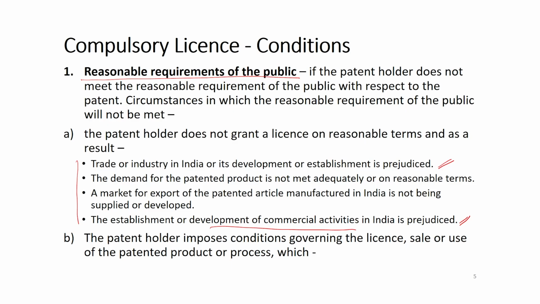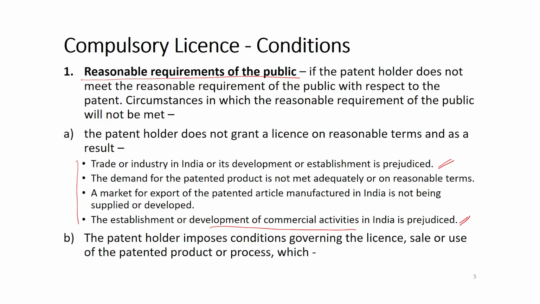So, the first situation where you can say that reasonable requirements have not been met is a situation where the patent holder is not granting license on reasonable terms, as a result of which trade or industry is prejudiced, demand for the patented product is not fulfilled, export needs are not fulfilled, and commercial activity in India is prejudiced.